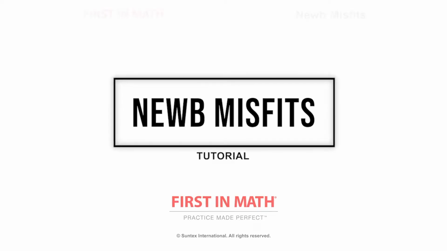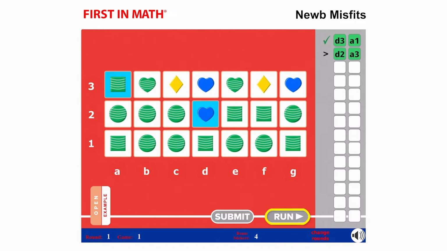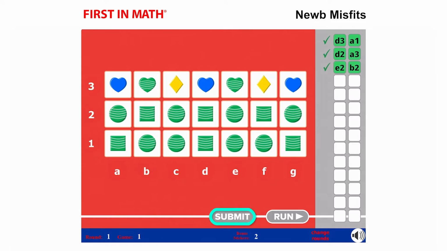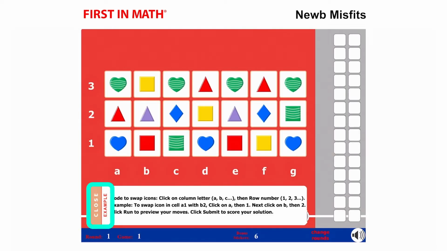Newb Misfits is one of our favorite games to practice finding patterns and writing code. The goal of this game is to figure out the pattern in each bar, detect the misfits, and then move them to the proper place using code to tell the pieces how to move. To find out what coding language to use, click the Open Example box at the bottom.